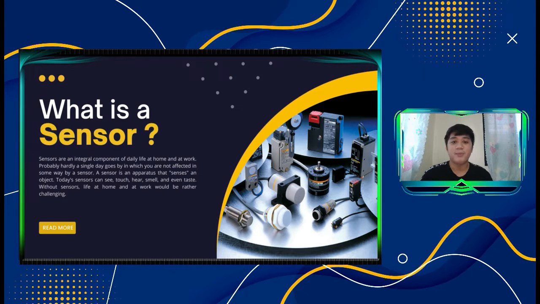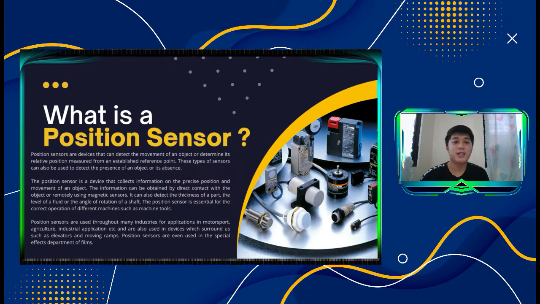Sensors play a pivotal role in the Internet of Things. They make it possible to create an ecosystem for collecting and processing data about a specific environment, so it can be monitored, managed, and controlled more easily and efficiently. So next is, what is a position sensor?